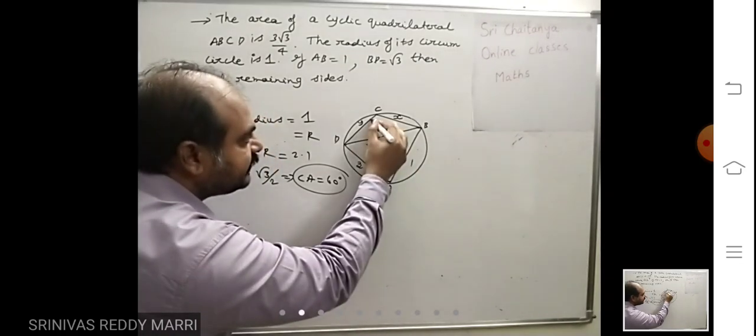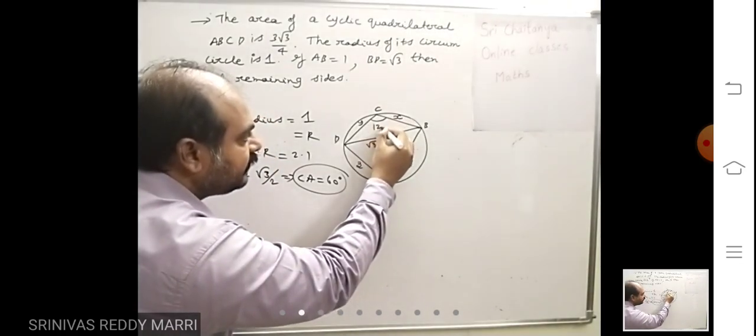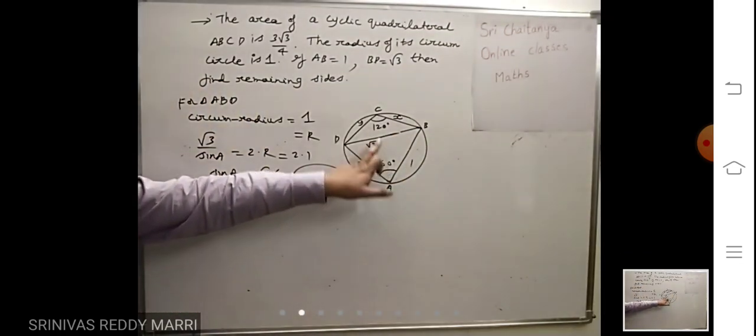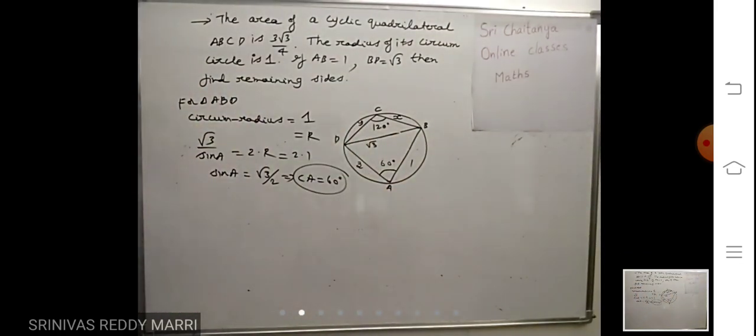So if this is 60 degrees, this is 120 degrees. If this is 60 degrees, this is 120 degrees. Now look here, in triangle ABD.